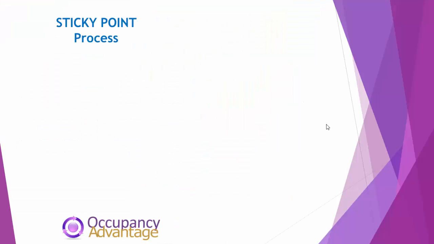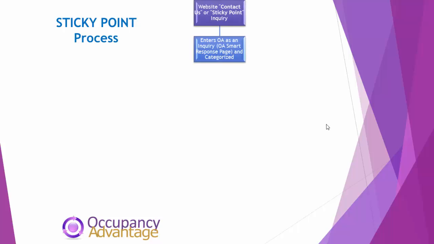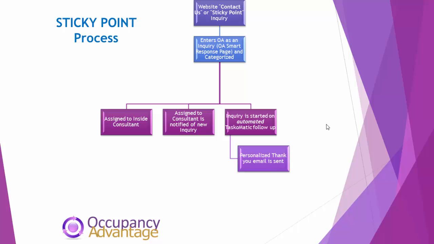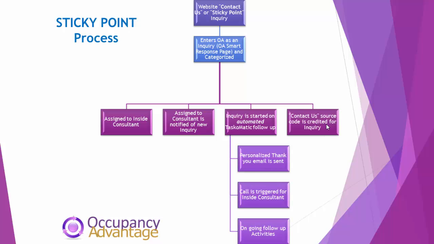But Sticky Points do so much more. They put the lead in your Occupancy Advantage and update your contact information for you. Sticky Points will categorize your inquiries as prospects or referral sources or family members, depending on the sticky point. They will assign them to a point person, notify the point person that they have a live inquiry, launch the sticky point contact on a personalized follow-up Task-o-matic immediately, and even credit the sticky point so you can track your cost per lead and cost per sale.